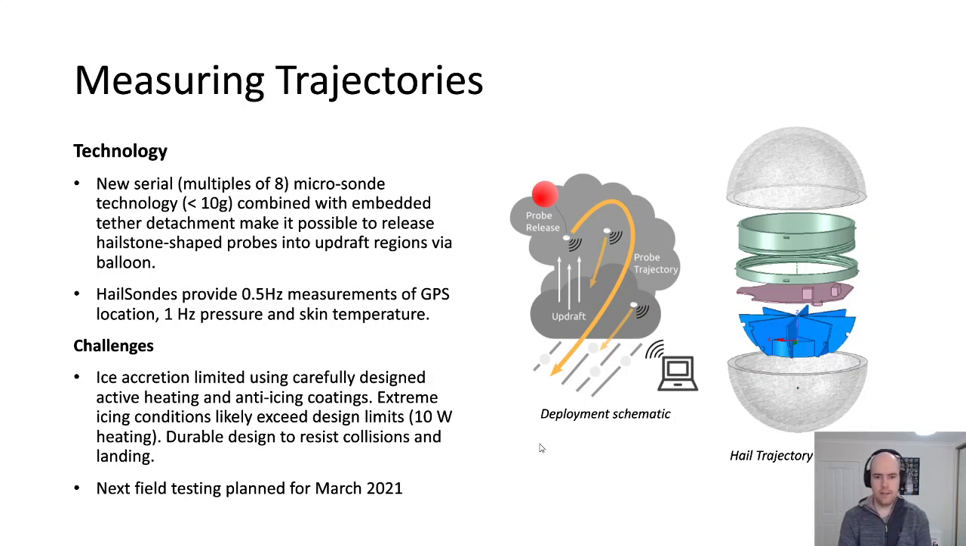One of the biggest challenges in developing this new technology is limiting ice accretion, because we do not want the aerodynamic properties and the mass of the probe to change during its measurements. So we're carefully designing active heating and icing coatings to help combat this. The design also has to be resistant to collisions and landing. We're currently preparing for field testing, which is planned later this month and into April.